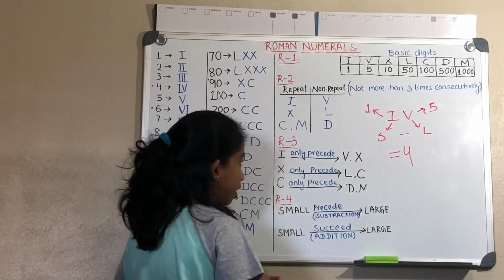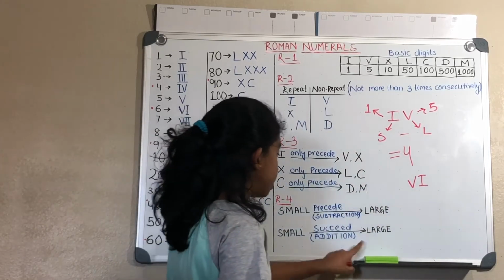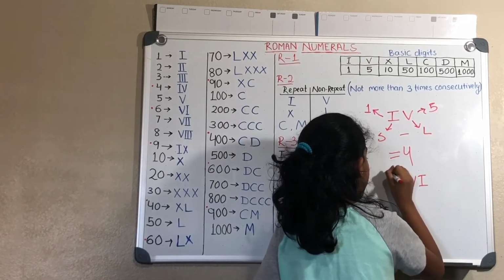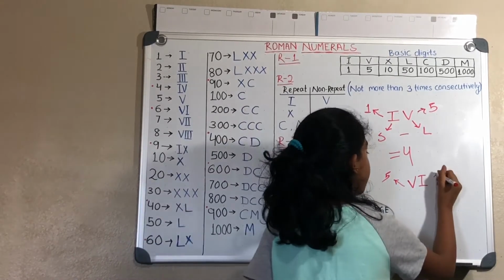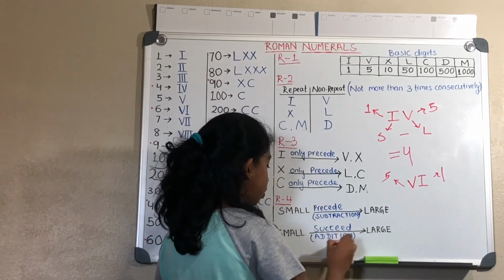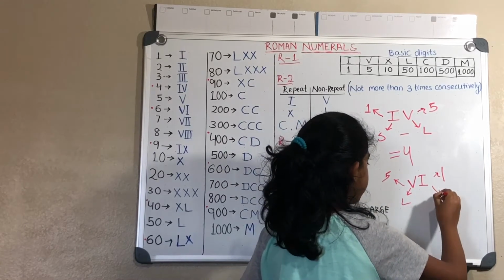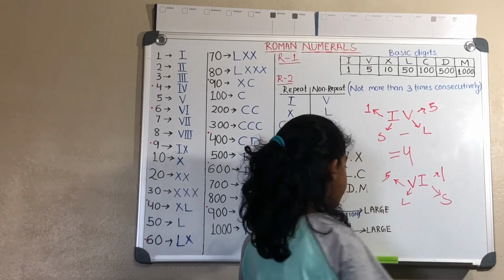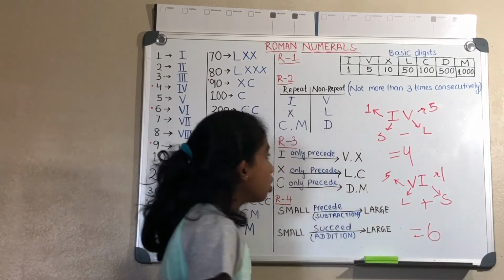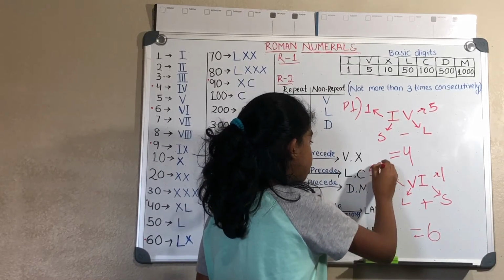Now, part 2 is if we had VI. This meets the circumstances of a small number succeeding a large one, and sub-adding. Why? Because we already know V is 5 and I is 1. Because the smaller number is after the larger number, you're adding here. So you get 5 plus 1, which is 6. So those are the 2 parts, part 1 and part 2.